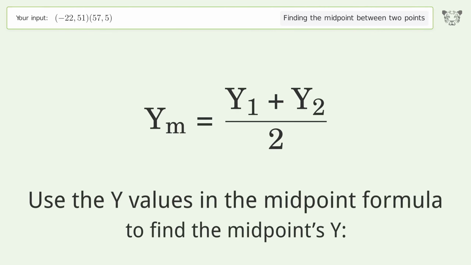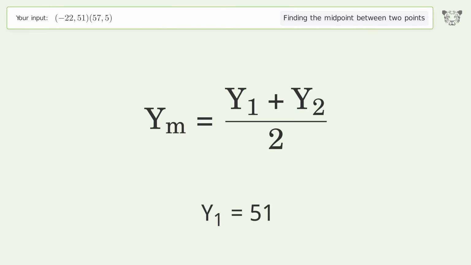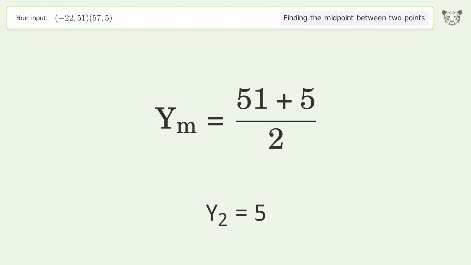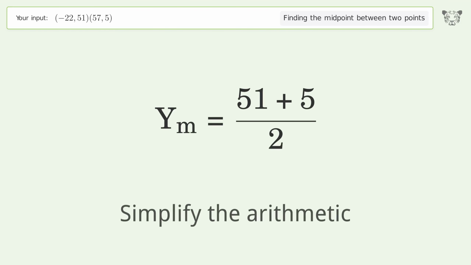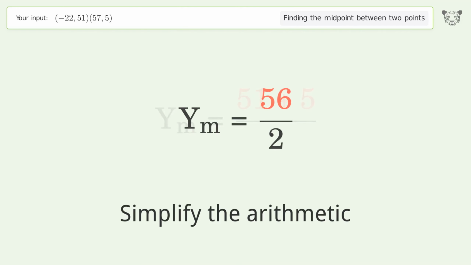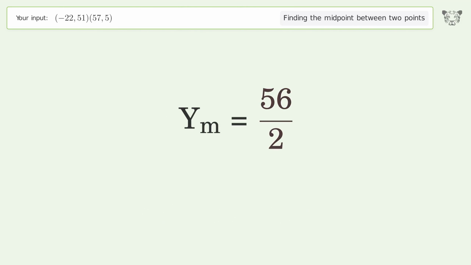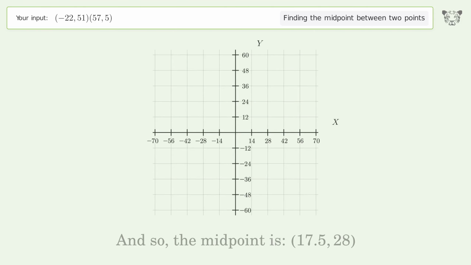Use the y values in the midpoint formula to find the midpoints y. y1 equals 51. y2 equals 5. Simplify the arithmetic. And so, the midpoint is 17.528.